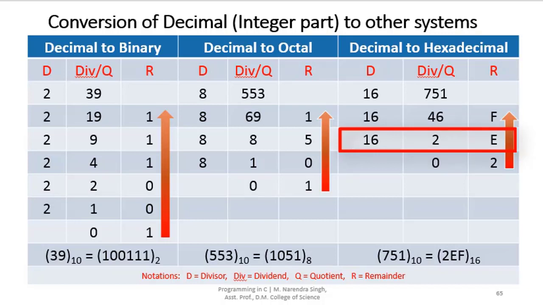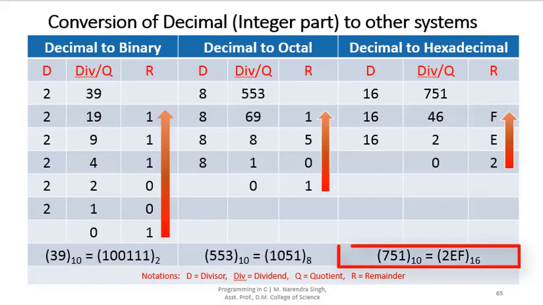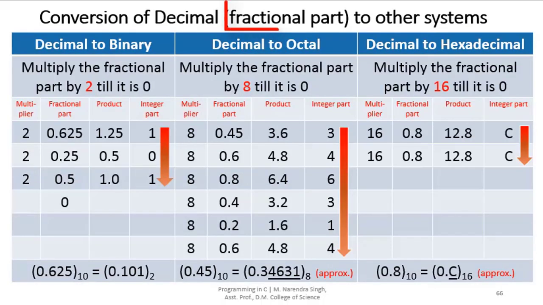Now we divide 2 by 16. The quotient is 0 and the remainder is 2. We continue this division process until we get 0 in the quotient. After that, we stop and collect the remainder digits from bottom to top. Now the hexadecimal equivalent of decimal number 751 is equal to 2EF.